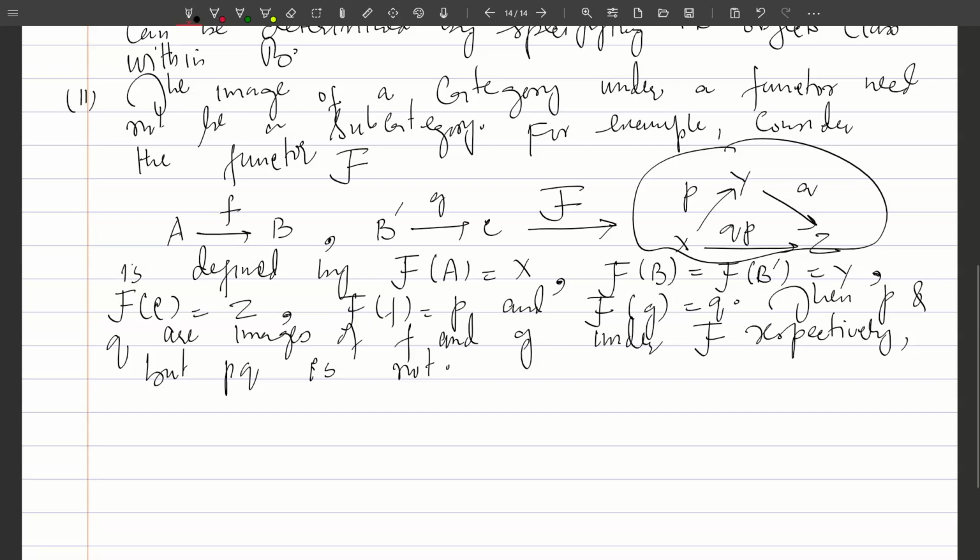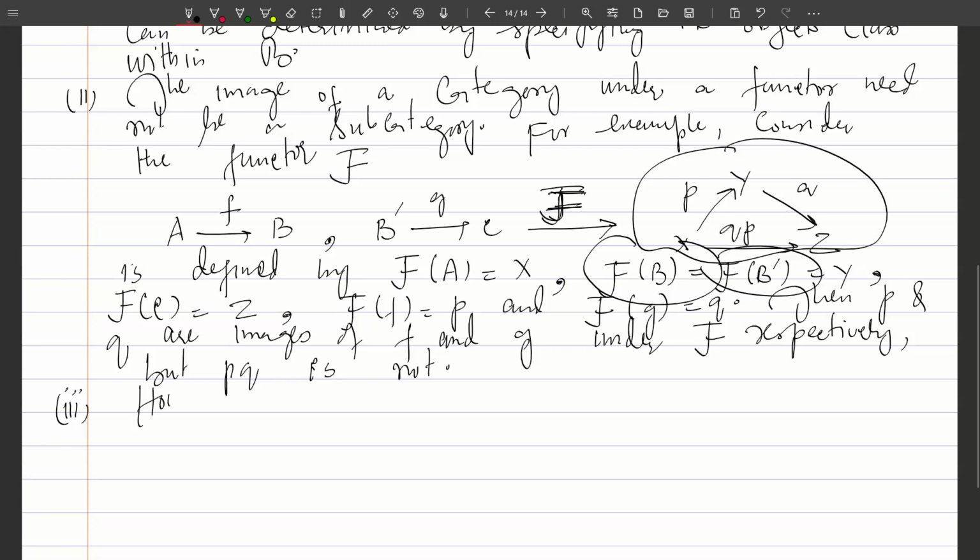However, if a functor is full or it is injective on the object class, then the image of a category is a subcategory. So this is the third remark here. If we restrict this functor to the object class, it is not injective, because if B and B prime are distinct objects, then their image is the same. So F is not injective restricted to the object class.